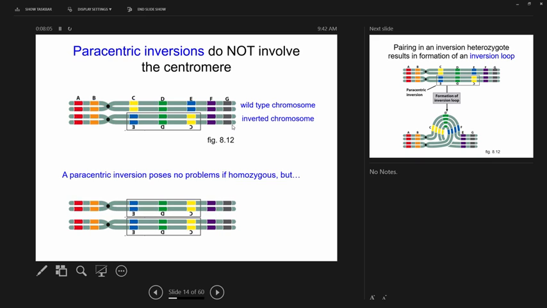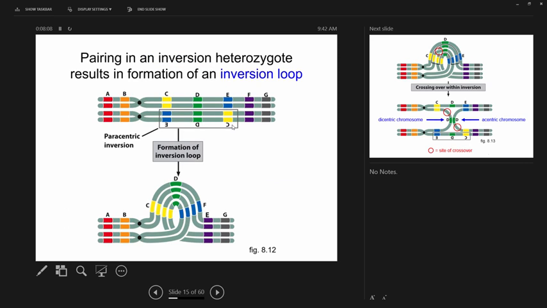Why is that? It's because the problem comes when you try to pair in an inversion heterozygote, where one of the chromosomes has a wild type sequence and the other one contains an inversion. The chromosomes want to pair up. That happens by looking at homologous sequence. So these sequences right here are all the same. These sequences here are all the same, so they can line up, but these are different.